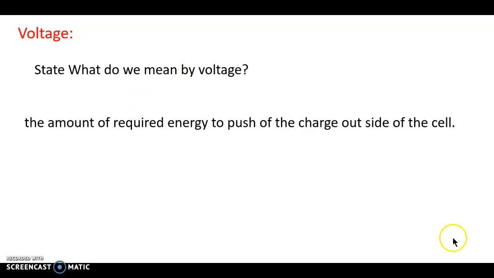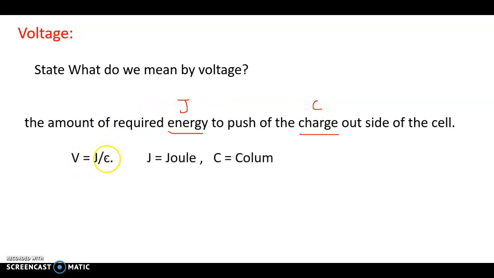So if you have this question about what do you mean by voltage, you have to know that it is an energy required to push a charge. So since we have an energy, we mean that it is joule. Charge, we know its unit is coulomb. So I can say voltage equals joule per coulomb. So this is what we mean by a voltage. So always it is an energy required to push the charge outside of the cells.